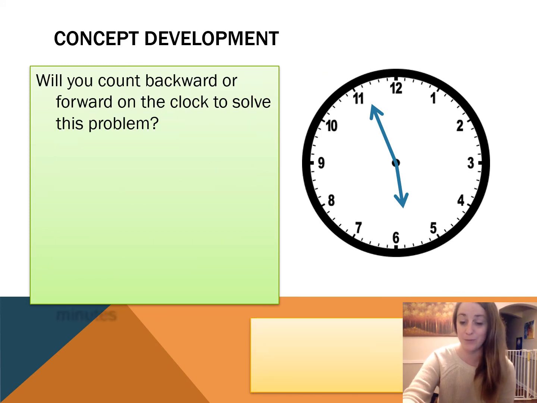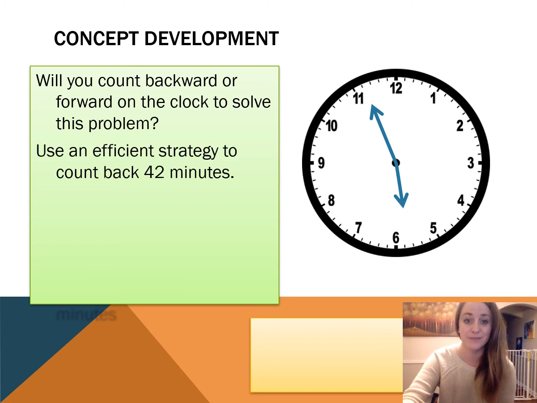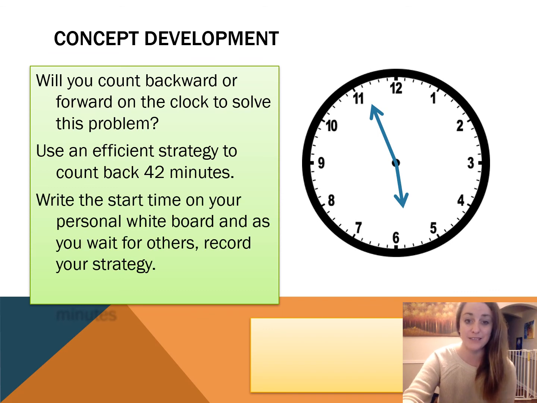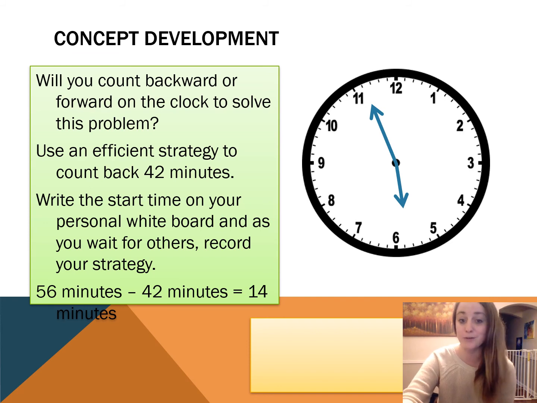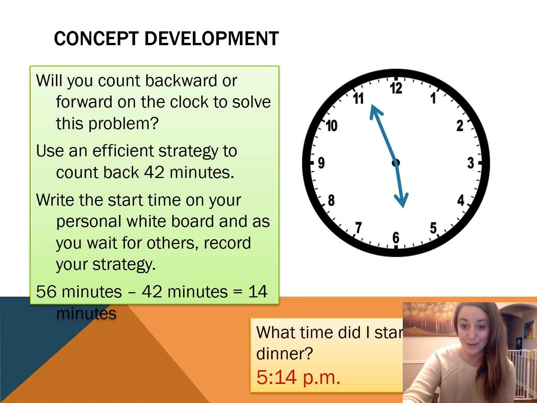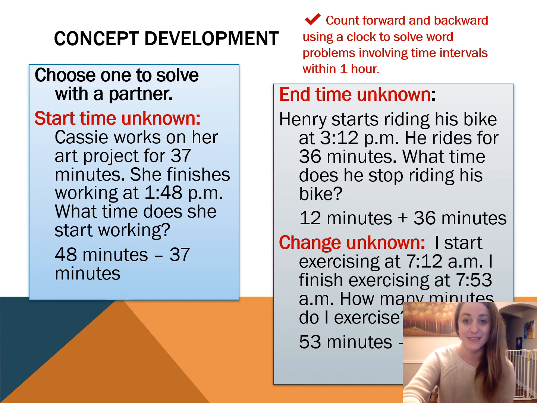Will you count forward or backwards to solve this problem? Let's use an efficient strategy and count back 42 minutes. Write the start time on your personal whiteboard, 56 minutes. And as you wait for others, subtract 42 minutes. That would be 14 minutes. What time did I start cooking dinner? 5:14.